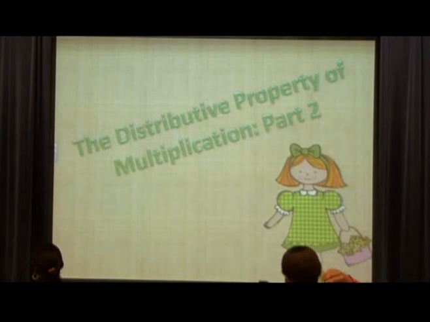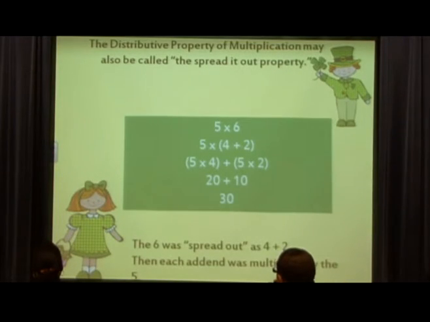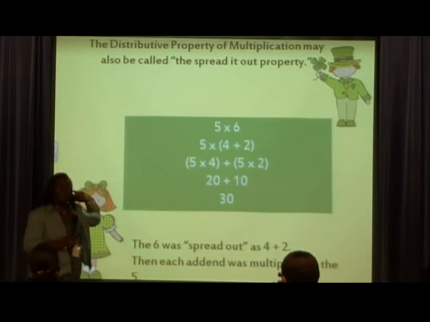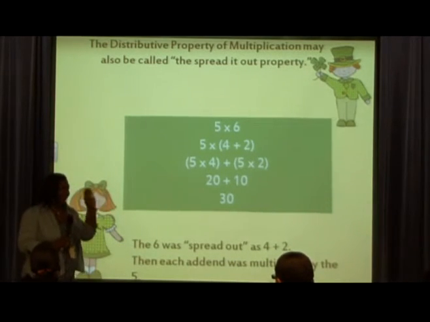We're going to try to explain it to you. The children don't have to know that word. We use different words in the classroom. We just say breaking apart numbers to make multiplying easier. Doesn't that sound better? Distributive property. Okay. We tried to find some things that would explain it, but we're also going to work one out. It says the distributive property of multiplication may also be called the spread it out property. But we're saying break it apart, make it easier, make it where I can multiply.